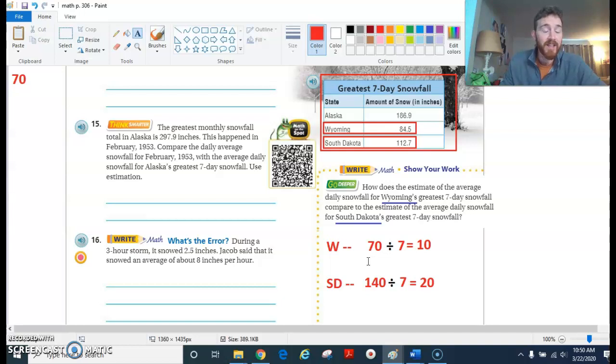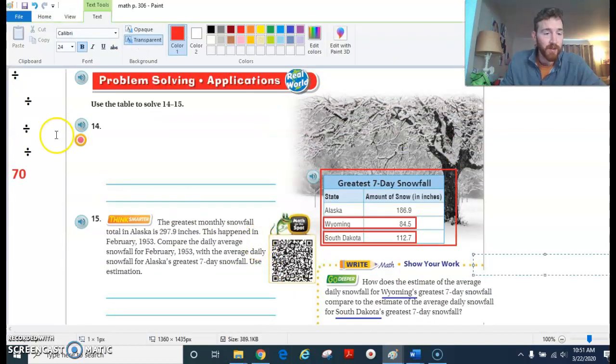Now, the next one I want to look at is number 15, with Alaska over a month compared with the greatest 7 days. With this one, I'm going to start you off and set you up with the division parts we want. I'm going to go ahead and get a little bit going.